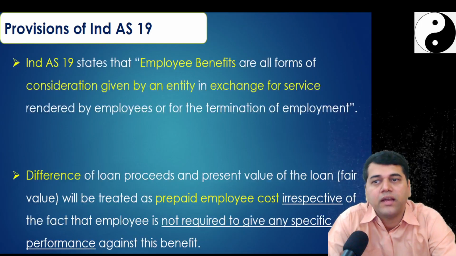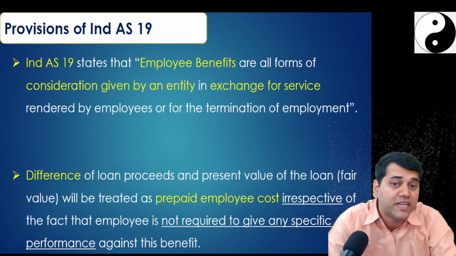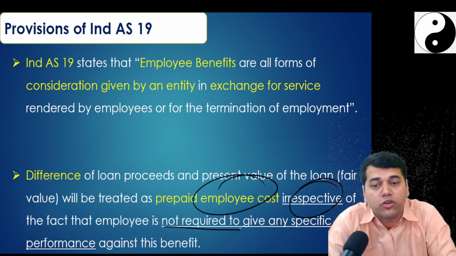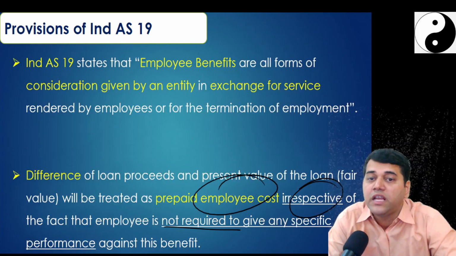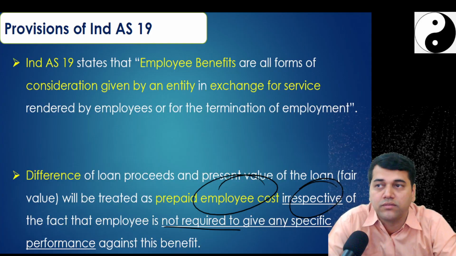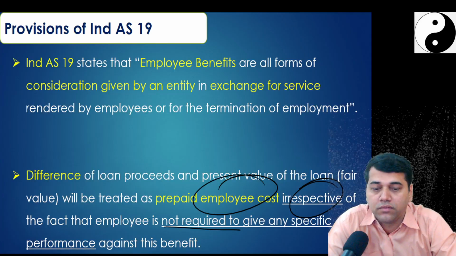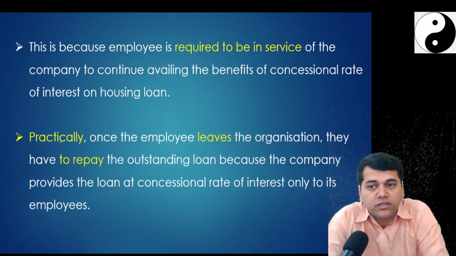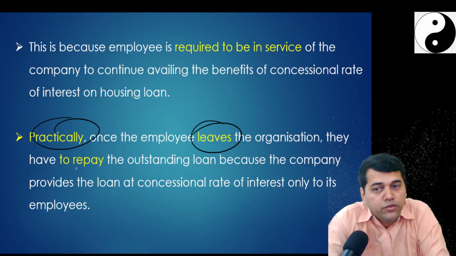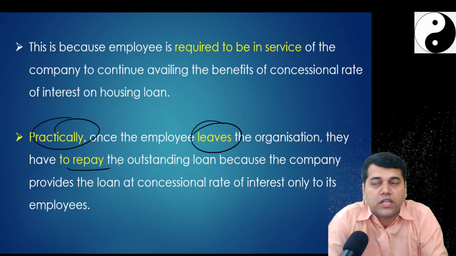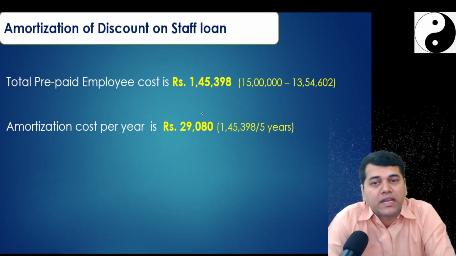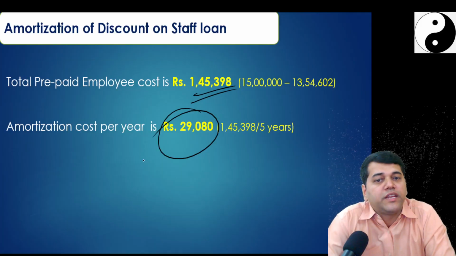Apply the provisions of Ind AS 19. You have to say that the differential portion should have been employee cost, irrespective of whether the employee is required to give any specific condition or not, assuming he has to be in service. So practically, if the employee leaves, then he may have to repay it. That's why I am going to amortize it over the next 5 years. Amortization will be 1,45,000 and every year 29,080 I am going to charge.